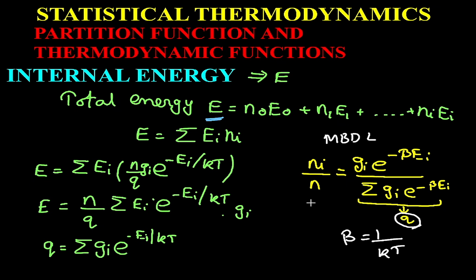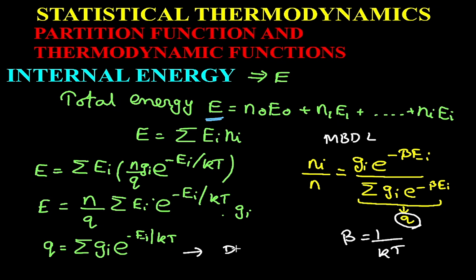So we will be substituting this: this N will go over here, and for all Ni we will be substituting the value of Ni, that is N upon q, where the whole denominator I have written equal to q. We have gi e raised to minus Ei upon kT. Further, N and q are constant, so they will come out of the summation. So N by q is equal to summation Ei e raised to minus Ei upon kT into gi, and we know this is the partition function. So q is equal to summation gi e raised to minus Ei by kT.